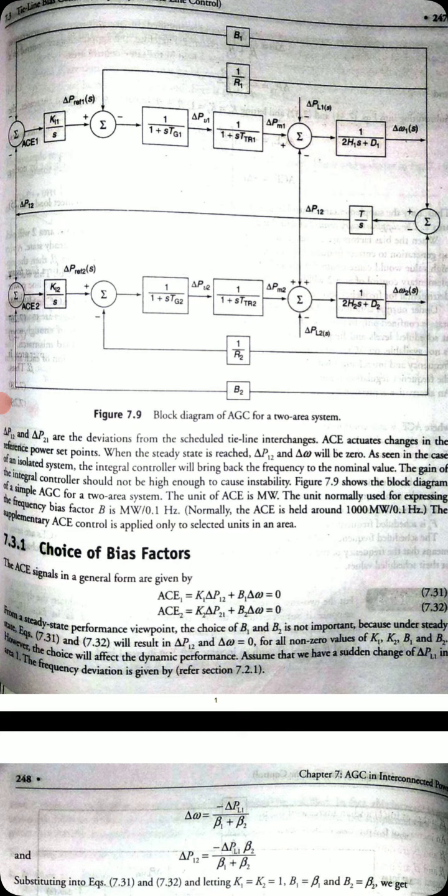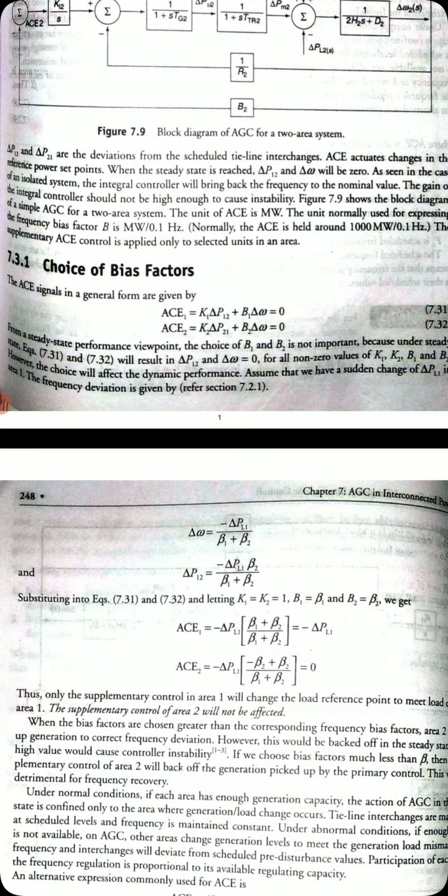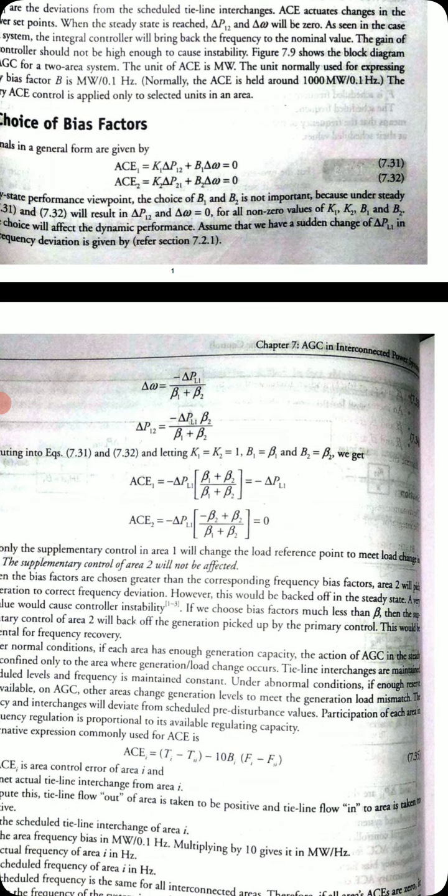Assume that we have a sudden change of delta PL1 in area 1. The frequency deviation is given by delta omega is equal to minus delta PL1 by beta 1 plus beta 2, and delta P12 is equal to minus delta PL1 beta 2 divided by beta 1 plus beta 2. Substituting this in the previous equations, with K1 equal to K2 equal to 1, B1 equal to beta 1 and B2 equal to beta 2, ACE1 is equal to delta PL1 into beta 1 plus beta 2 divided by beta 1 plus beta 2, that is same as delta PL1, because numerator and denominator are the same.